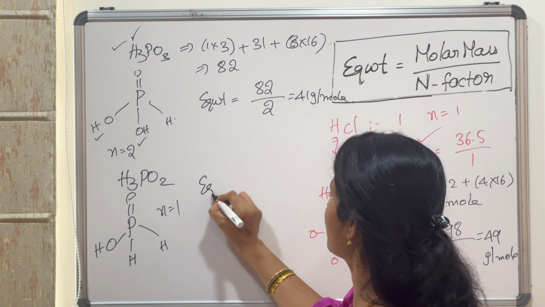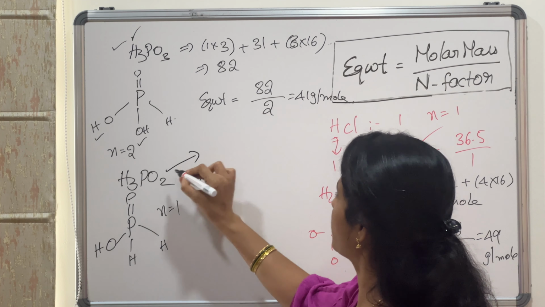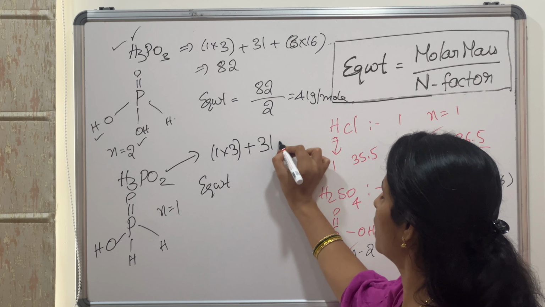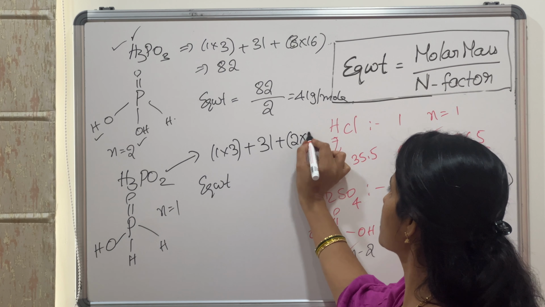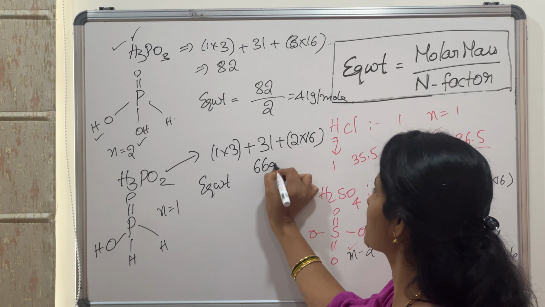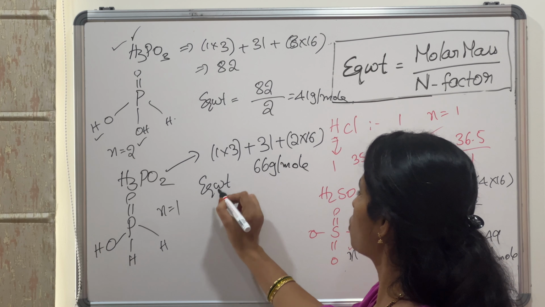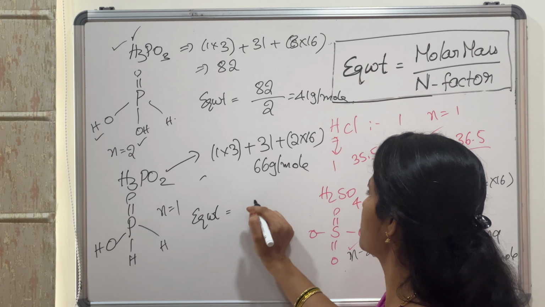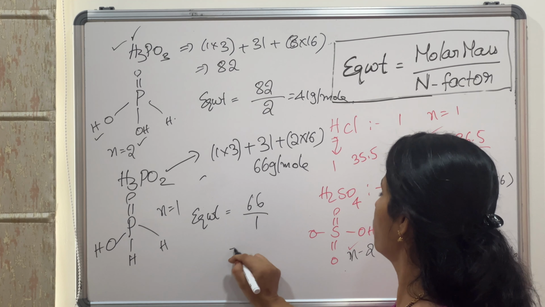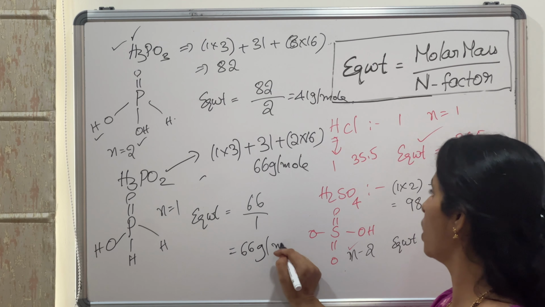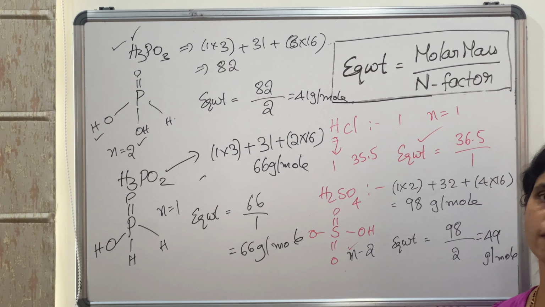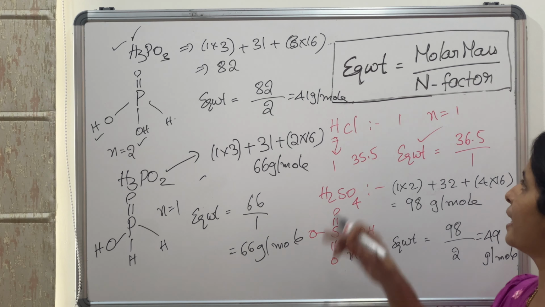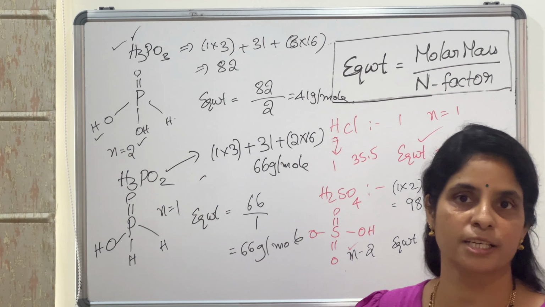So here what is the equivalent weight? Here if you calculate the molar mass, 1 into 3 plus phosphorus 31 plus oxygen 2 into 16, so you will be getting 66 gram per mole. So what is the equivalent weight? Here equivalent weight of H3PO2 is 66 divided by 1, which is equal to 66 gram per mole. Similarly, you can calculate equivalent weight if you remember all these points.